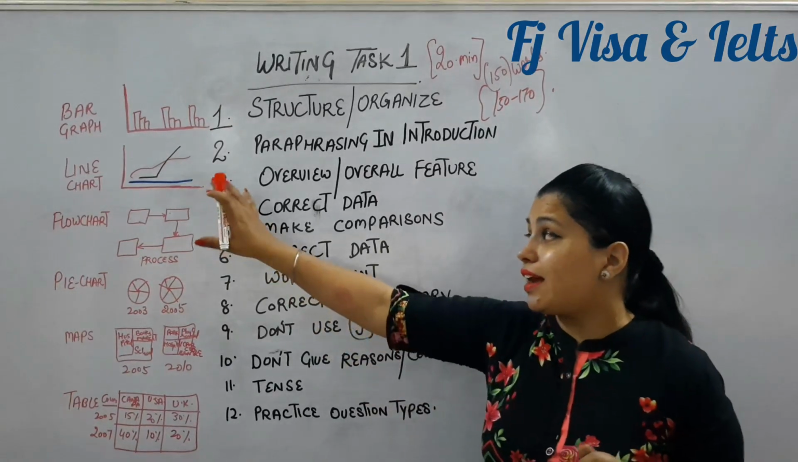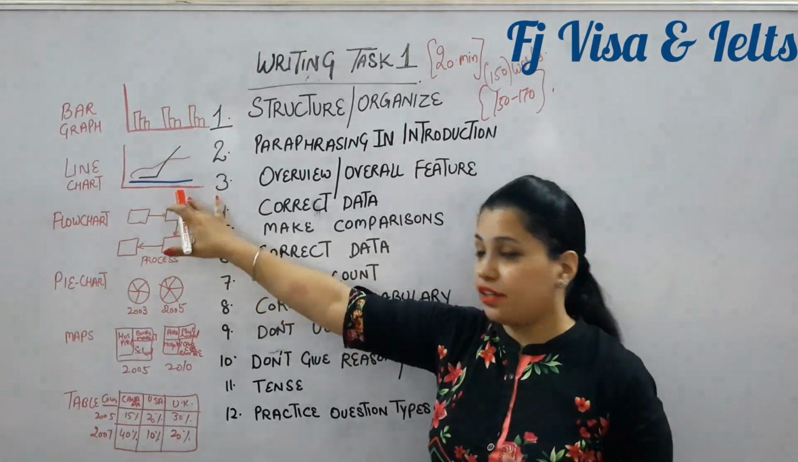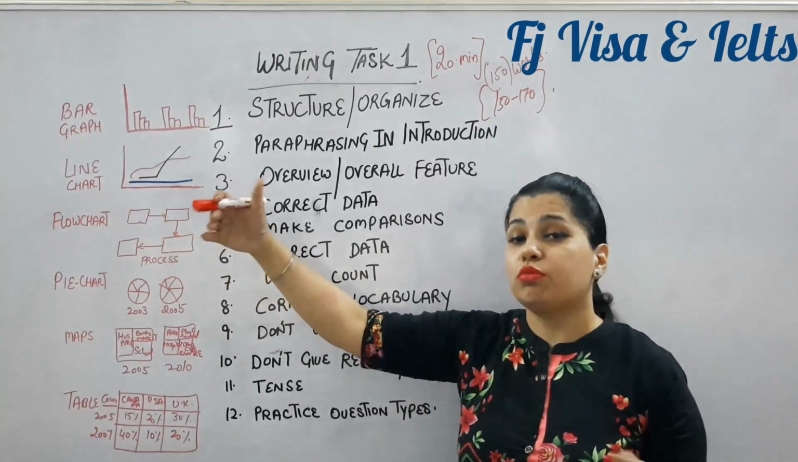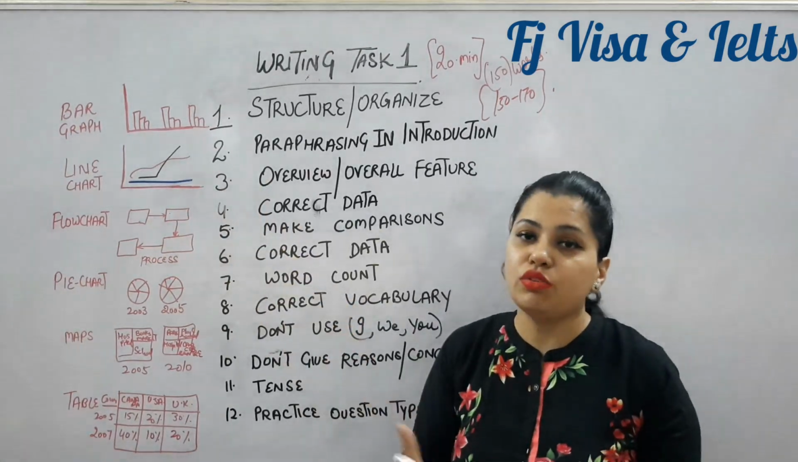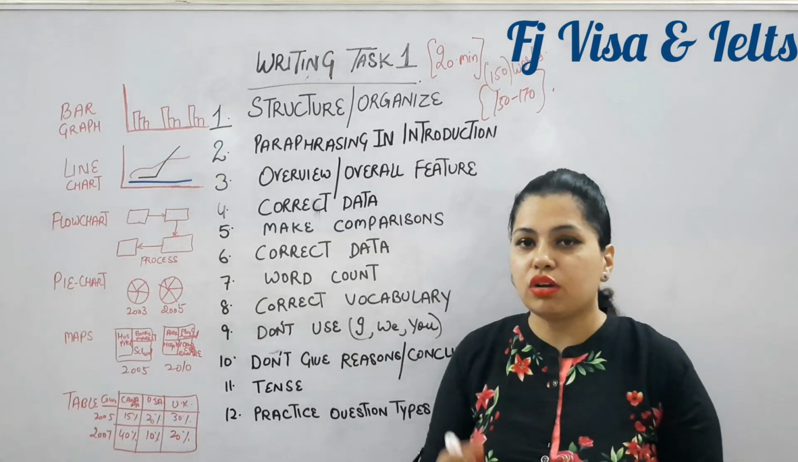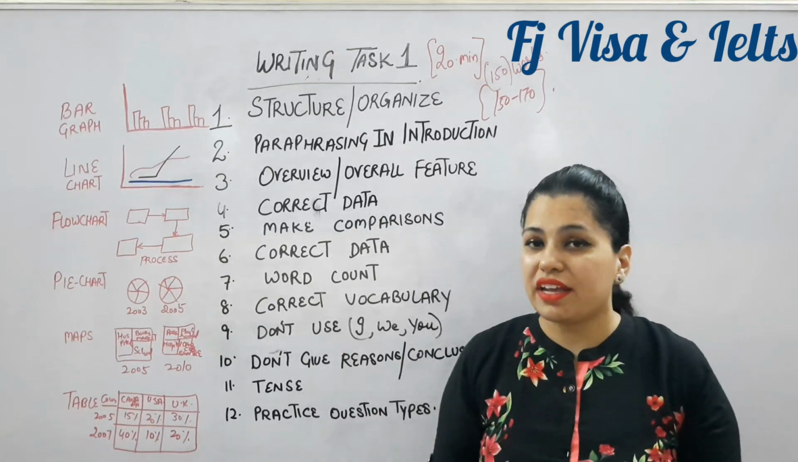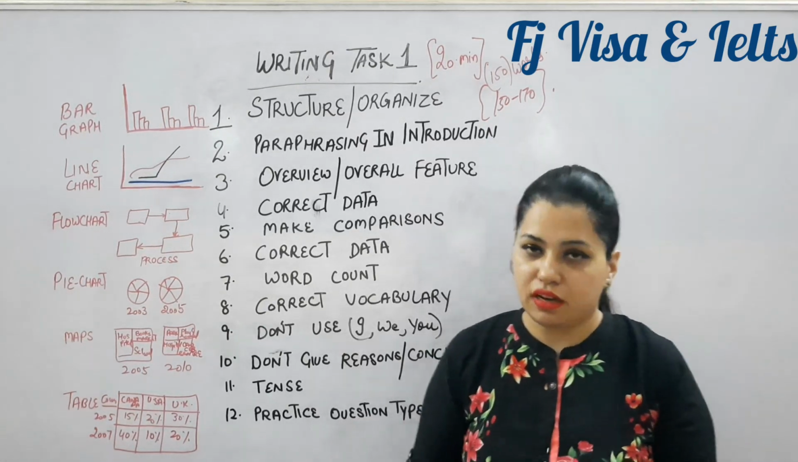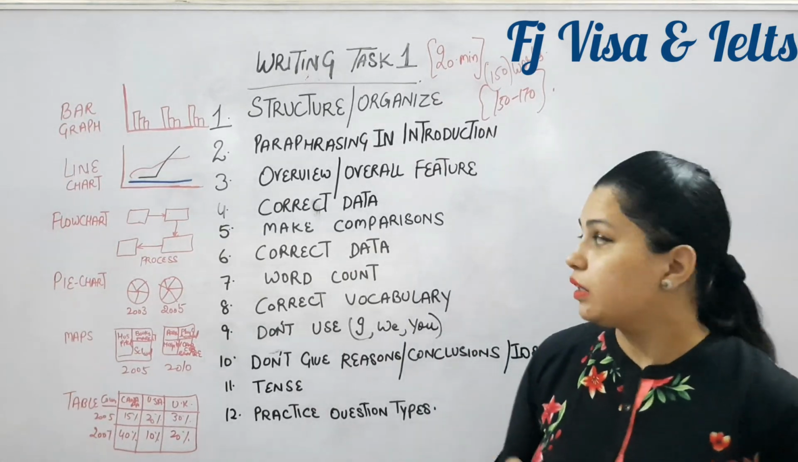Sometimes the accurate data is not given, as in line charts or bar graphs. Then what you can do is use around 25%. That is, it may be 25 or 24, so around 25%. But try to give correct and accurate data in Writing Task 1.